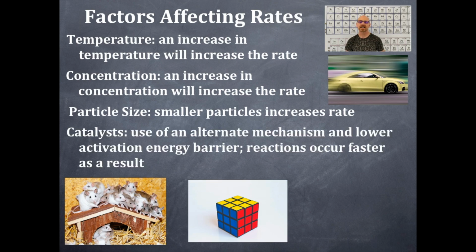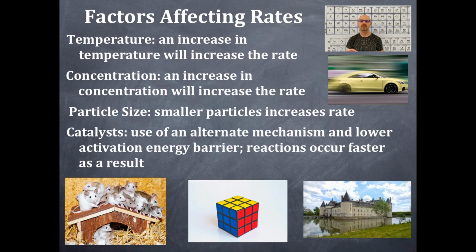Next one is a catalyst. A catalyst provides an alternate mechanism and lowers the activation energy barrier, that graphic that we had before, and these reactions occur faster as a result. Now, generally, all of these are the case. Okay, this is an example of that catalyst.